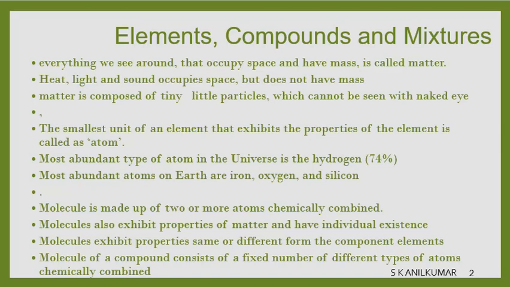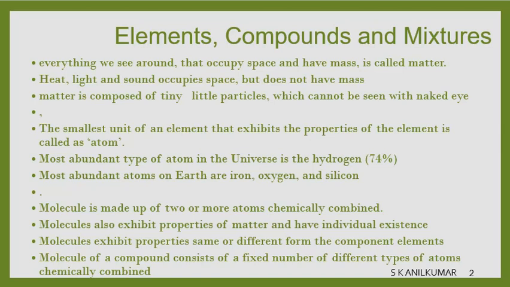So what is a molecule? If an atom is the smallest possible particle of an element, a molecule is the smallest possible particle of a compound. A molecule is two or more atoms chemically combined. A few atoms of different elements will be there in a molecule. A molecule also exhibits the properties of the matter, that is, the properties of the compound. They may or may not reflect the properties of the constituent elements.